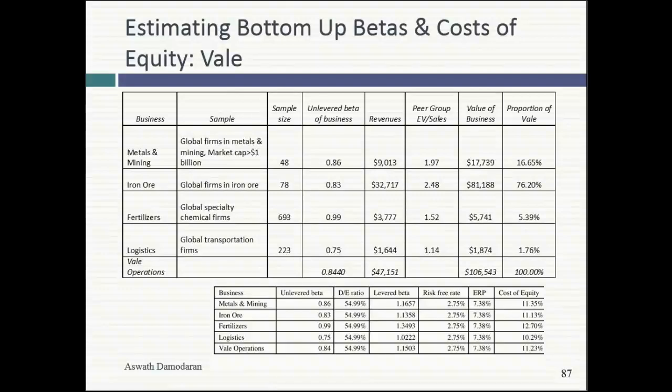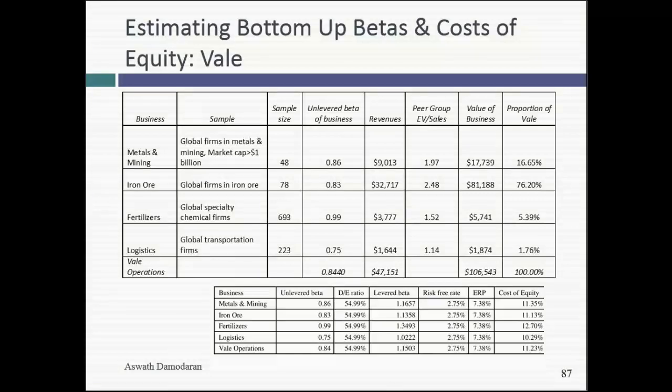So as an example, if you ask me to estimate a bottom-up beta for Vale, which we did in corporate finance, so if this table looks familiar, it should. I broke Vale down into 4 businesses: metals and mining, iron ore, fertilizers, and logistics. For my sample, I looked at other companies in each of these businesses, and I was global in every one of them for the simple reason that Vale is a global company. You see why I didn't stay Brazil focused.